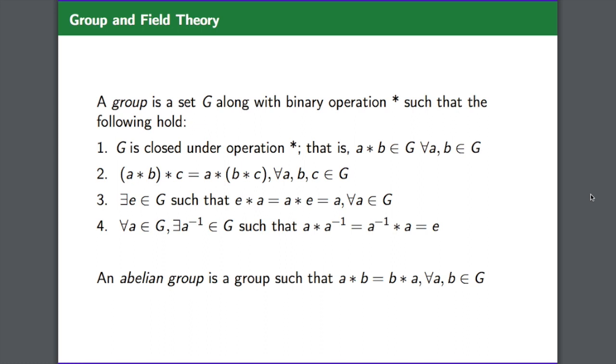And we also want to define an abelian group as a commutative group, which basically means that A star B is equal to B star A for every A and B in G. So something like the integers under addition would be commutative because the order doesn't matter.